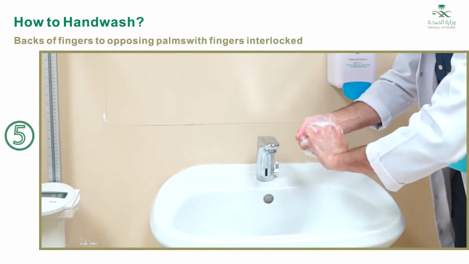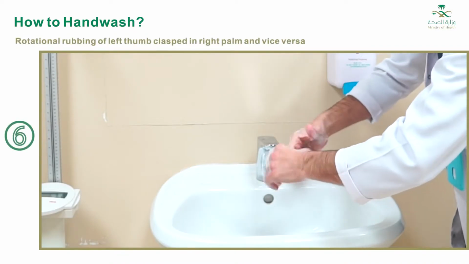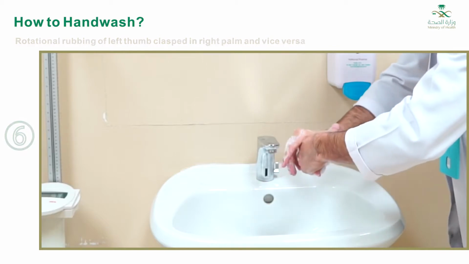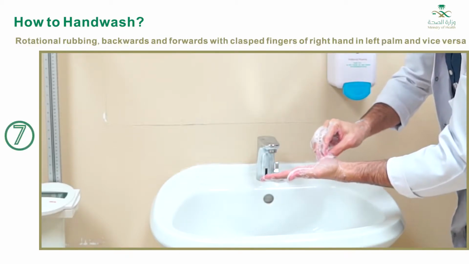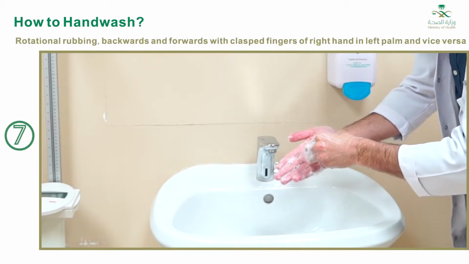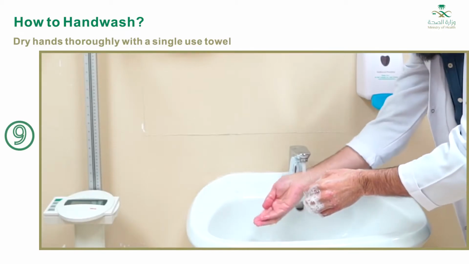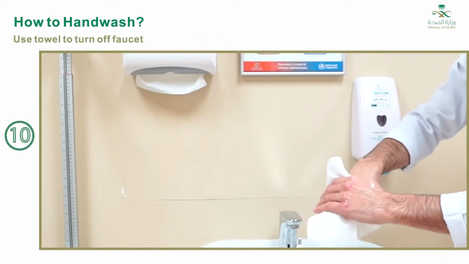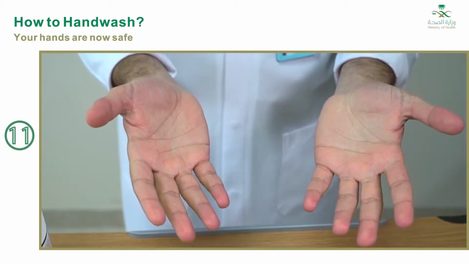5. Backs of fingers to opposing palms with fingers interlocked. 6. Rotational rubbing of left thumb clasped in right palm and vice versa. 7. Rotational rubbing backwards and forwards with clasped fingers of right hand in left palm and vice versa. 8. Rinse hands with water. 9. Dry hands thoroughly with a single-use towel. 10. Use towel to turn off faucet. 11. Your hands are now safe.